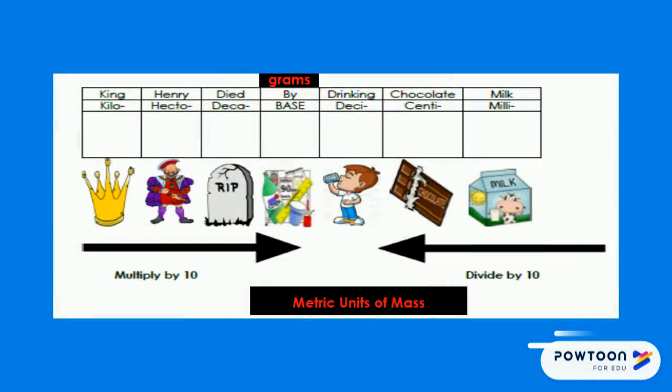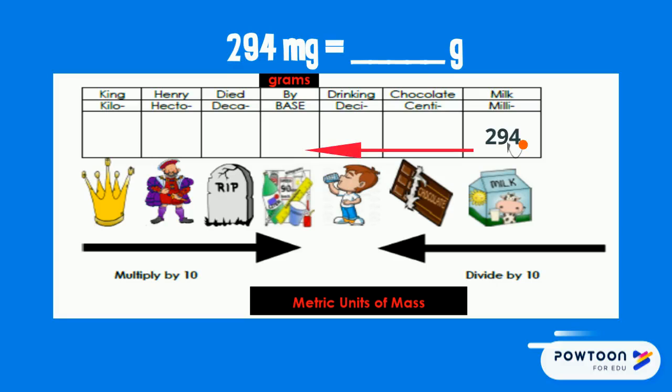Again, in this conversion, I'm going from a smaller unit to a larger unit. So I'm going to place 294 in my milligrams box with the decimal placed after. And then to get to grams, I need to move that decimal 3 places to the left. When I do that, I end up with 294 thousandths.